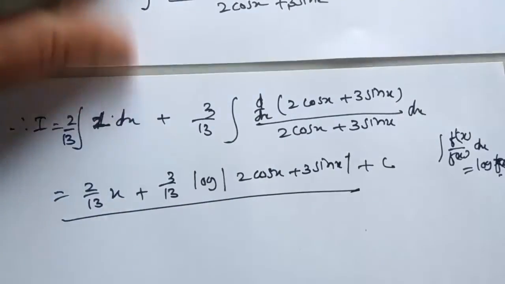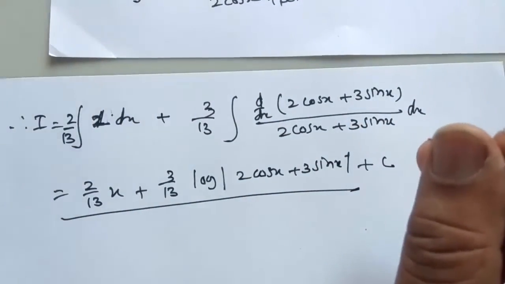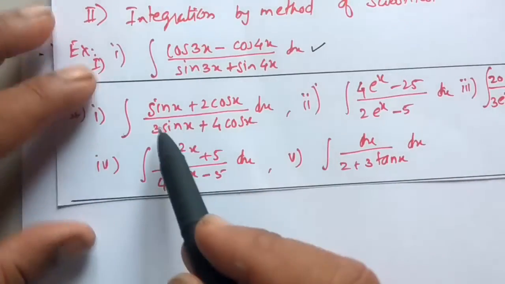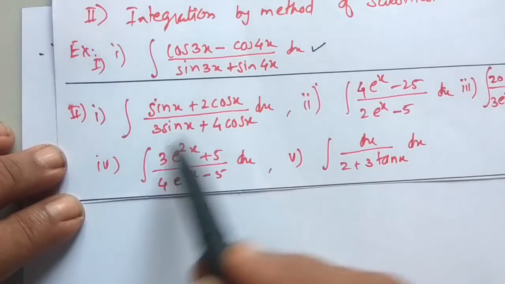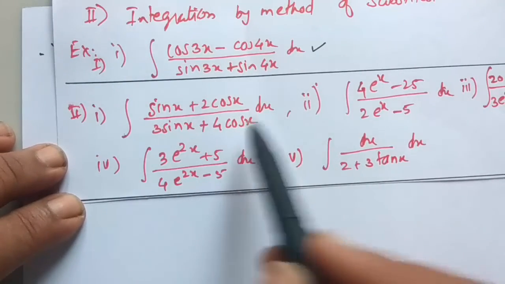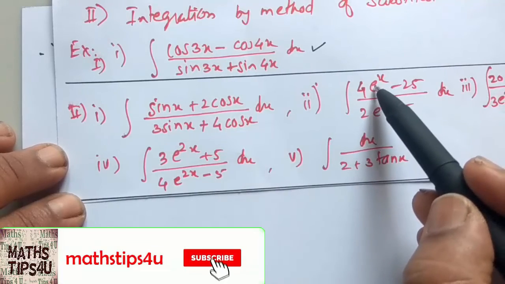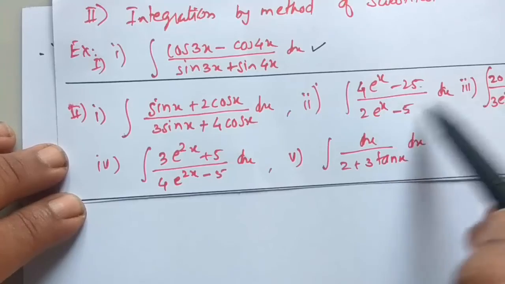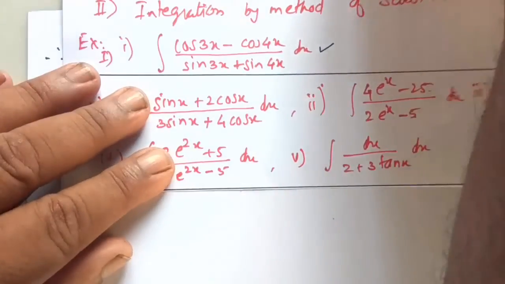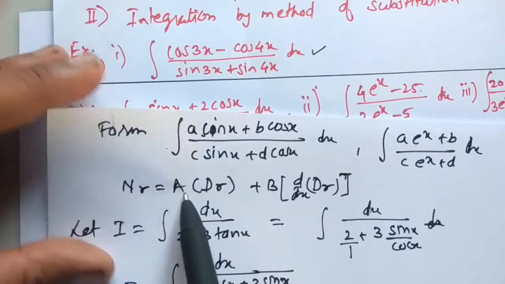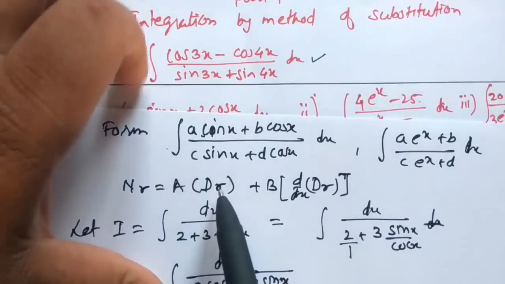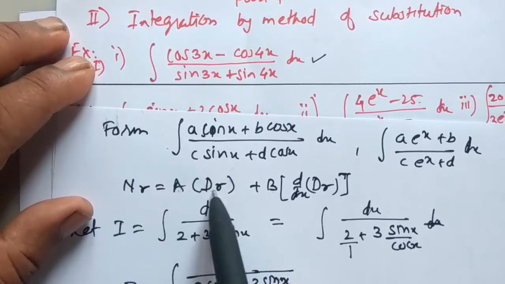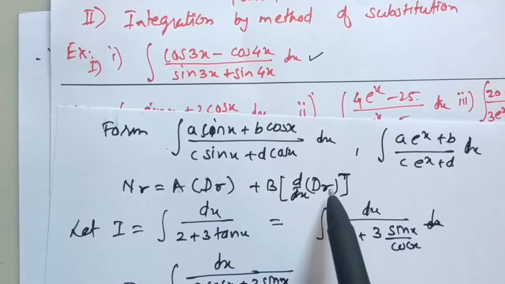In this way we find the integration of the form (a sin x plus b cos x) upon (c sin x plus d cos x), or (a into e raised to x plus b) upon (c into e raised to x plus d) dx, by expressing the numerator in terms of the denominator, by taking a constant a into the denominator plus b into the derivative of the denominator.